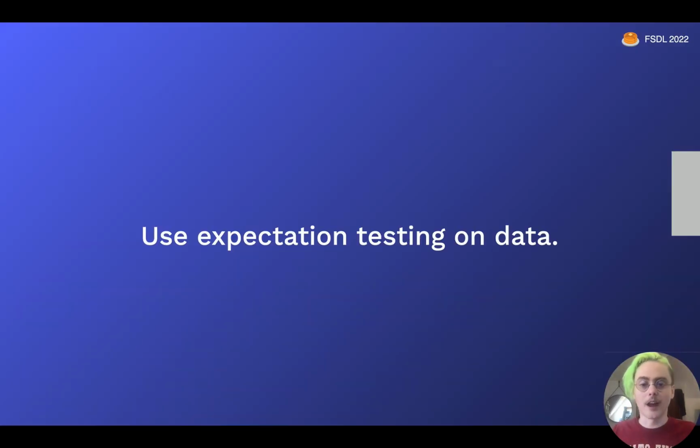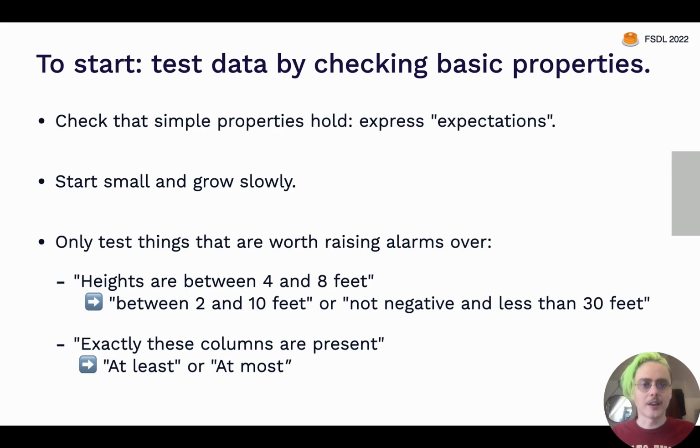For data, the kind of smoke testing we recommend is expectation testing. So we test our data by checking basic properties. We express our expectations about the data, which might be things like, there are no nulls in this column. The completion date is after the start date. And so with these, you're going to want to start small, checking only a few properties, and grow them slowly, and only test things that are worth raising alarms over, worth sending people notifications, worth bringing people in to try and resolve them.